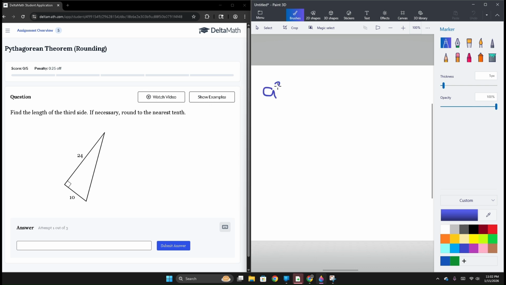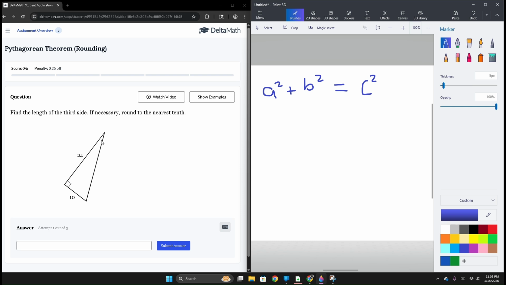So we are asked to find the third side of this right triangle, given our two sides, 24 and 10. And by using the Pythagorean Theorem, or a squared plus b squared equals c squared, we can find our third side.